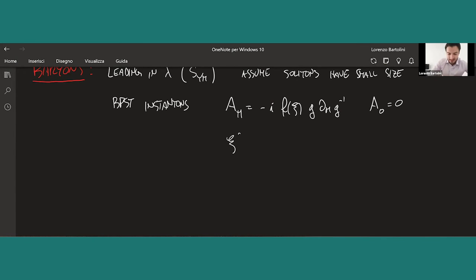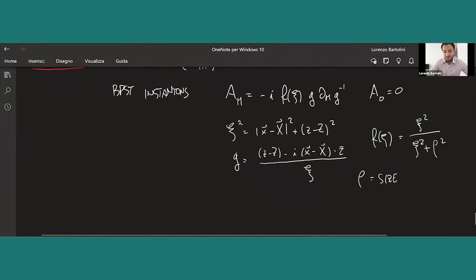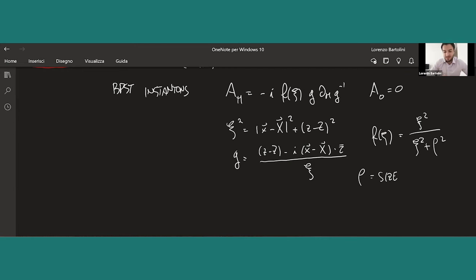And psi squared is the distance in the 4 dimensions of space as measured from the center of the soliton. This big X and big Z are coordinates that indicate the center of the soliton. And this is a square, of course. And g is this function. And f is this function, where rho is called the size of the soliton. Okay, so this is a complete description of our BPST instanton at the classical level in a static configuration. It doesn't depend on time for the moment.